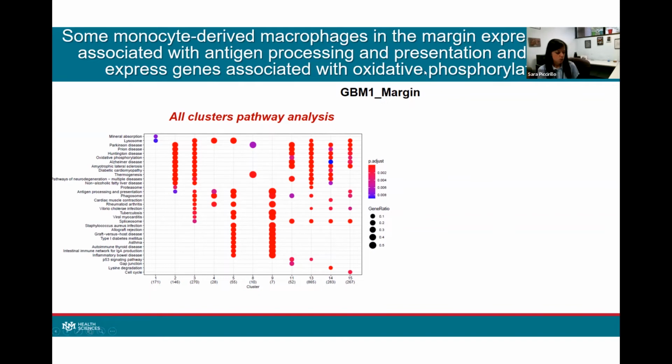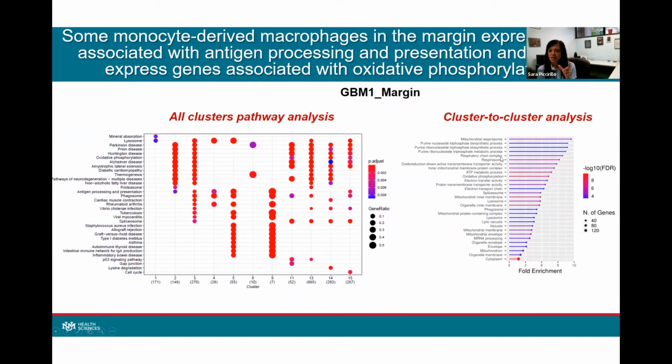But then we went ahead and performed a specific cluster-to-cluster analysis. What this means is that we compared monocyte-derived macrophages that were relying, for example, on specific biological processes such as antigen processing and presentation, versus those monocyte-derived macrophages which instead relied on other biological processes such as oxidative phosphorylation. What we found is that this type of analysis, cluster-to-cluster enrichment analysis, suggested that for those that rely on oxidative phosphorylation, the pathways that are most activated are mitochondrial respirasome and respiratory chain complex.